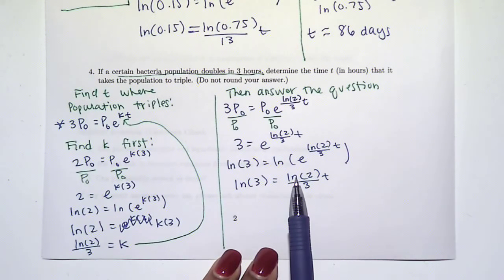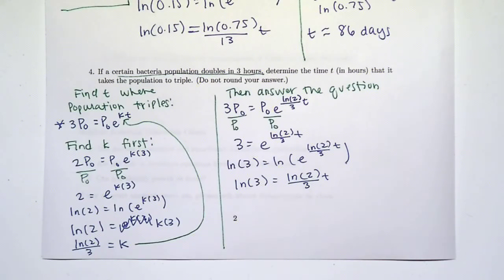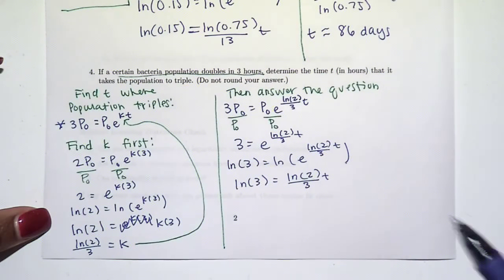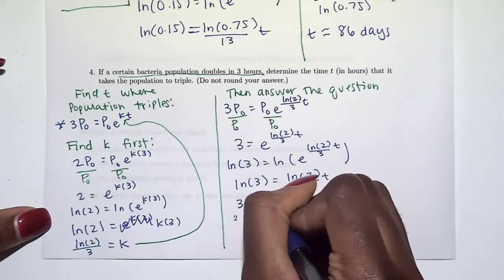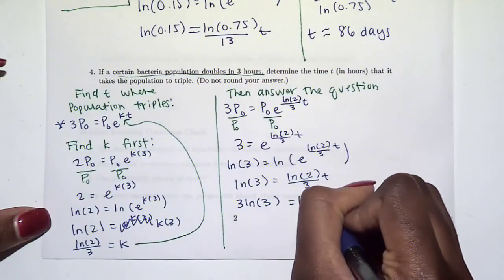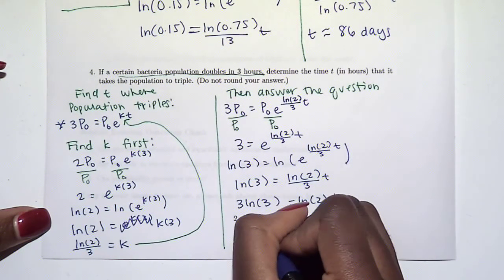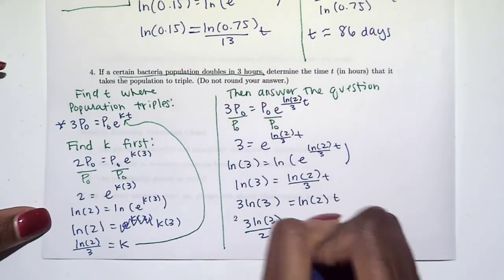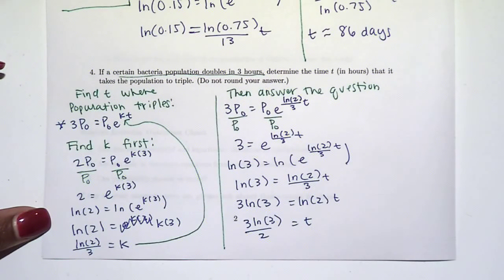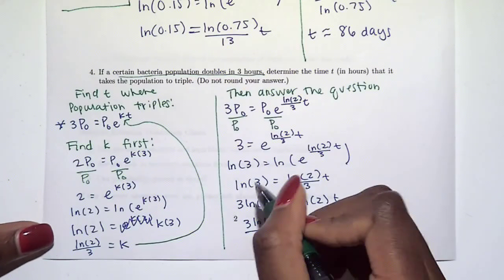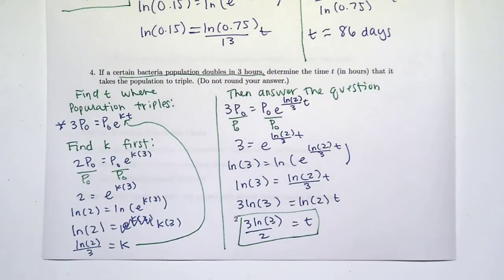All right, so you could divide by this whole thing, or you can do one part at a time. It's going to be the same. So I'm just going to multiply by the 3 first. And then divide by the natural log of 2. So that's our time. And it says don't round your answer, so this is it. This is the time that it takes for the population to triple.